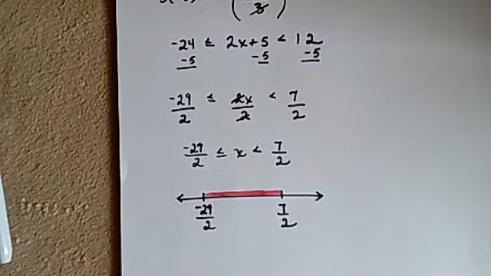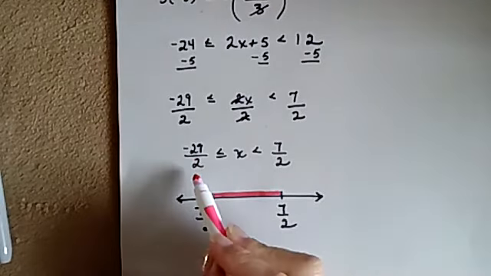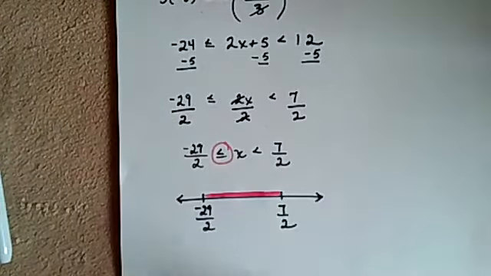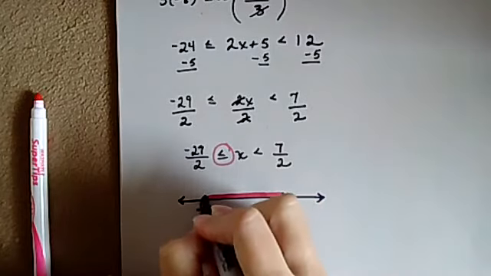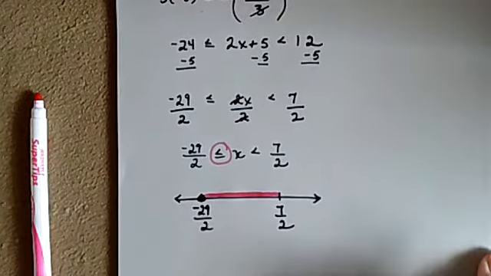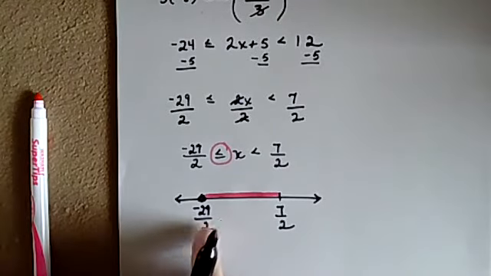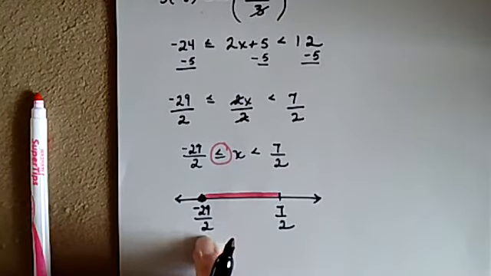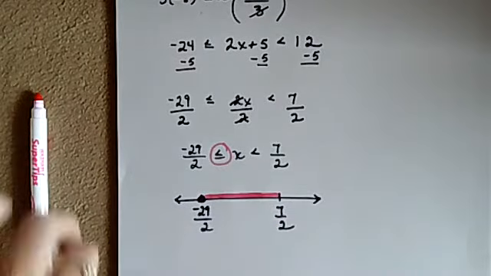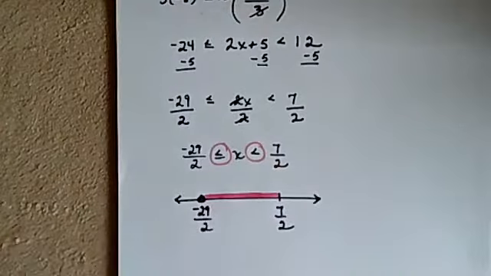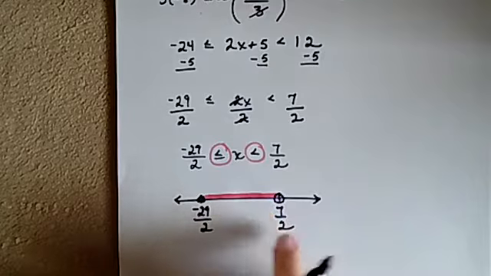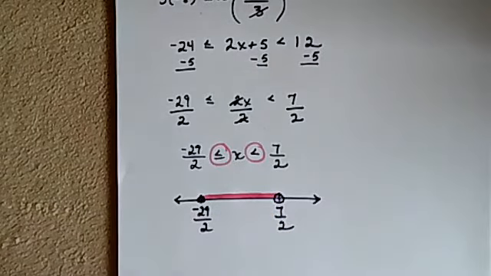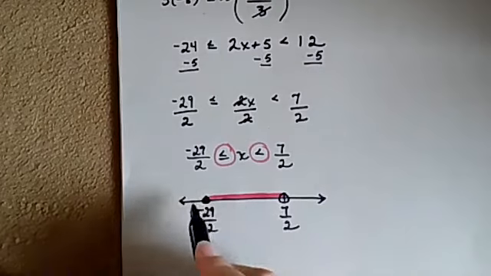Okay, so let's look at -29/2. If you notice, x is greater than or equal to. So if you have an equal to sign, we mark it with a closed dot. That means that -29/2, the actual point, is a part of the solution. But if you notice here, we have just less than, but not equal to. So we will denote that with an open circle, which means the solution gets really close to 7/2, but not actually equals 7/2. Okay, but right here, this is my solution.